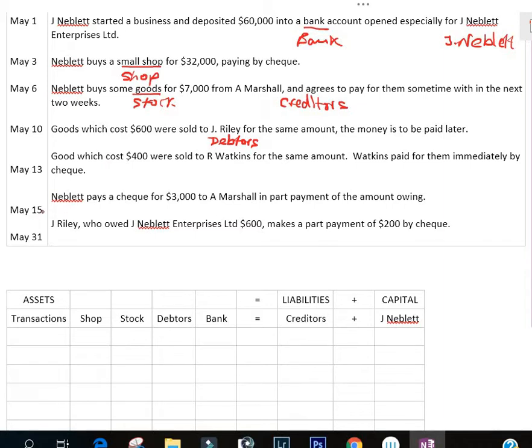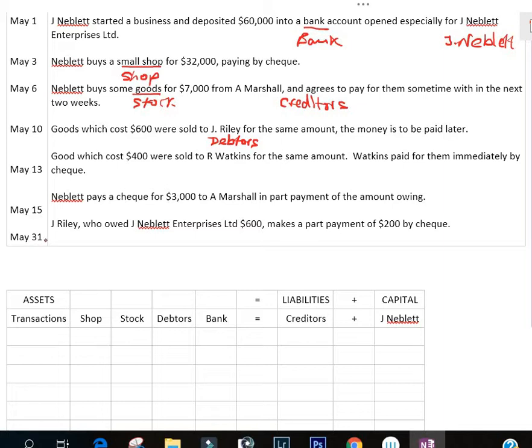Let's see the sixth transaction. May 15th, Nebelit pays a check for $3,000 to A. Marshall in part payment of the amount owing. Now we have an account for checks, which is our bank account, and we already have an account for the liabilities that we owe Marshall, which is creditors, and therefore we have to create no new account. We just have to deal with the transaction.